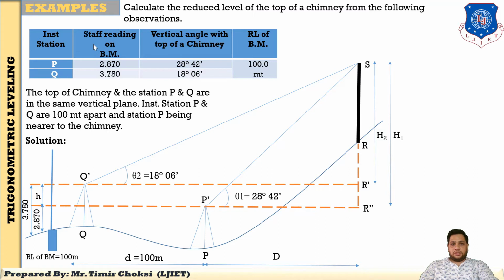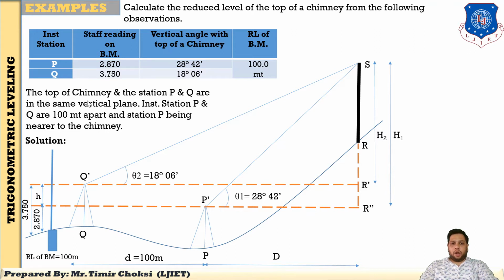Some observations are taken. Two instrument stations, P and Q, are used. Staff readings are taken. From station P it is 2.870, and all dimensions are considered in meters. From station Q, the staff reading is 3.750 meters. The angle of elevation from station P is 28 degrees 42 minutes, and from station Q it is 18 degrees 06 minutes. This data is already given in the example.